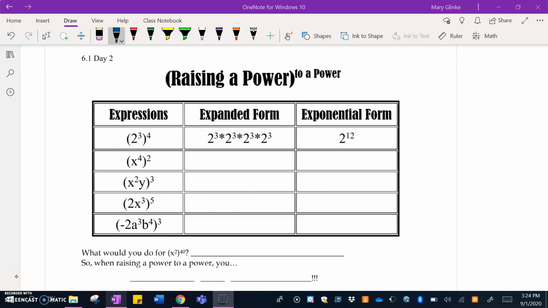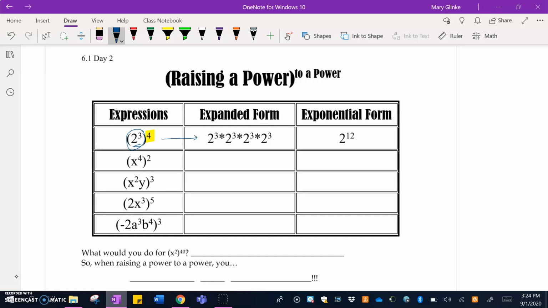We are working on properties of exponents for the second day. Today we're going to be raising a power to a power. So inside the parentheses you're going to have an expression and it's going to be raised to the exponent part. The exponent tells you how many times you're technically multiplying whatever's in the parentheses by itself.